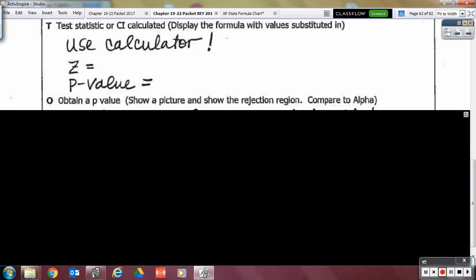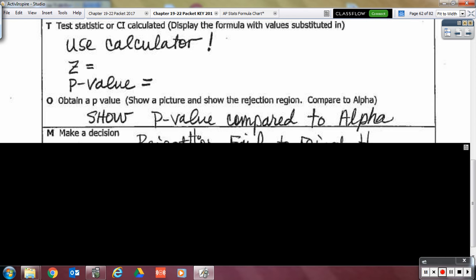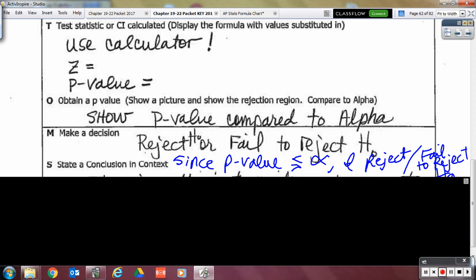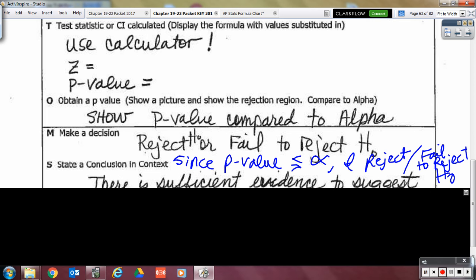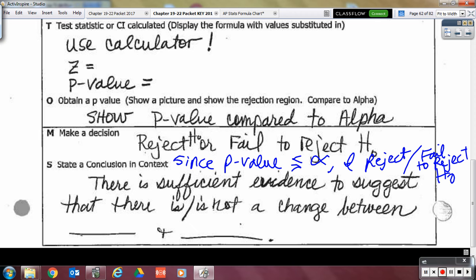Let's see here. Then we get our p-value, same. Now the rest of this is similar to what we have done. You compare it to alpha and you reject or fail to reject. Since the p-value is less than or greater than alpha, I reject or fail to reject the null hypothesis. And there is sufficient evidence that there is a difference or there is not a difference between this and that. Okay, so there's the outline.